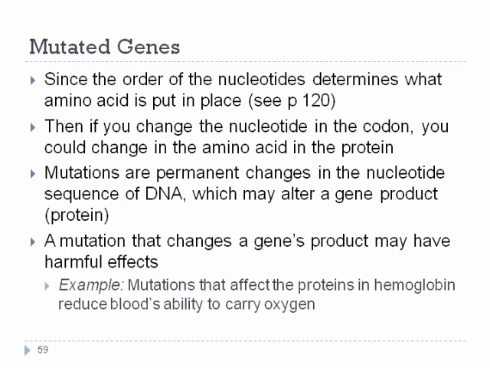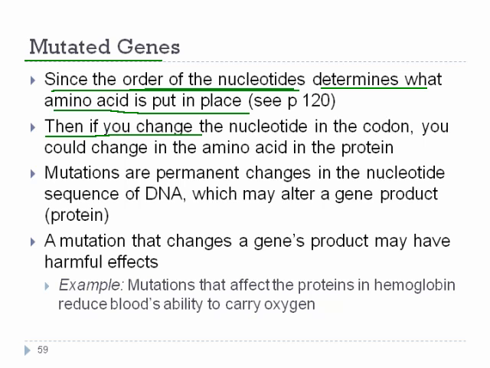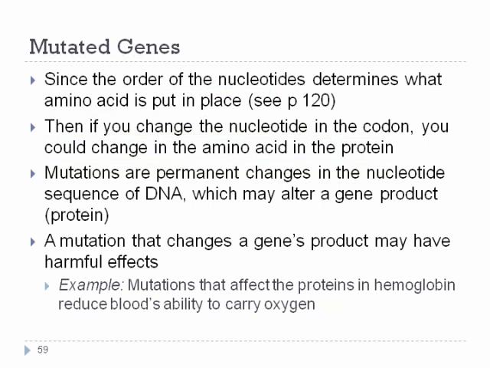Now, at the end of chapter 6, it mentioned mutations. Sometimes what happens when you make a DNA replication is that you get an error, and that can lead to a mutation. Since the order of the nucleotides determines what amino acid gets put in place by that codon chart, if you change the nucleotide in the codon, you could change the amino acid in the protein.